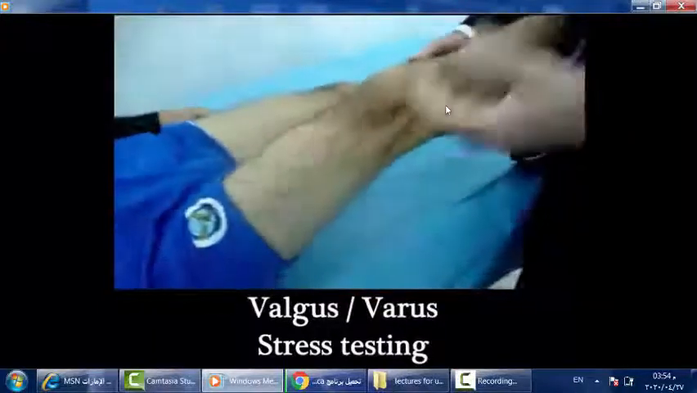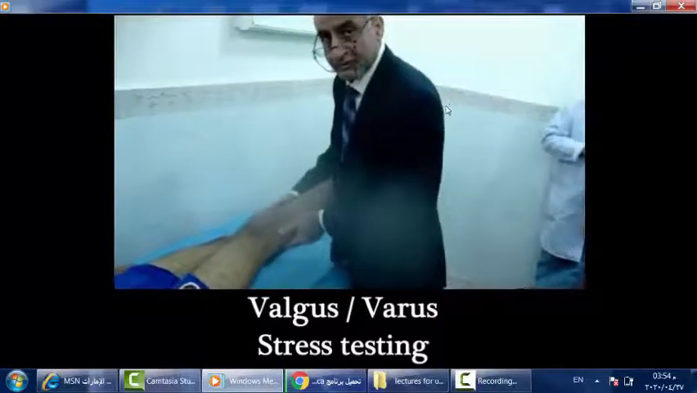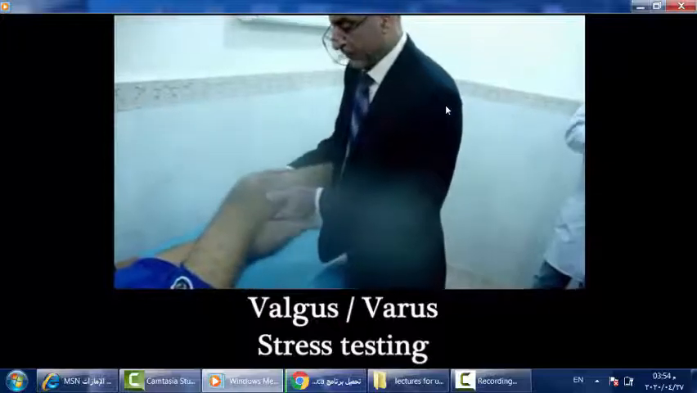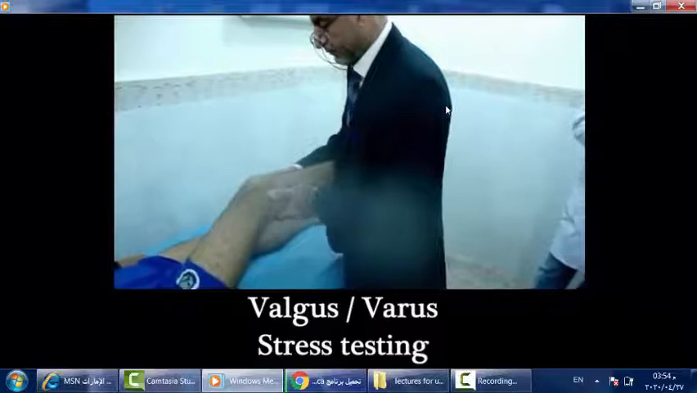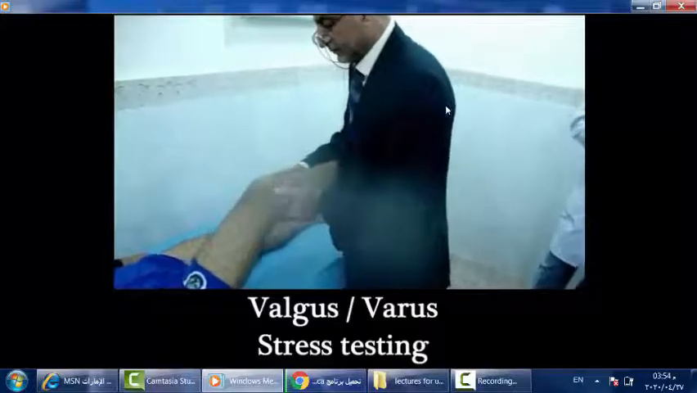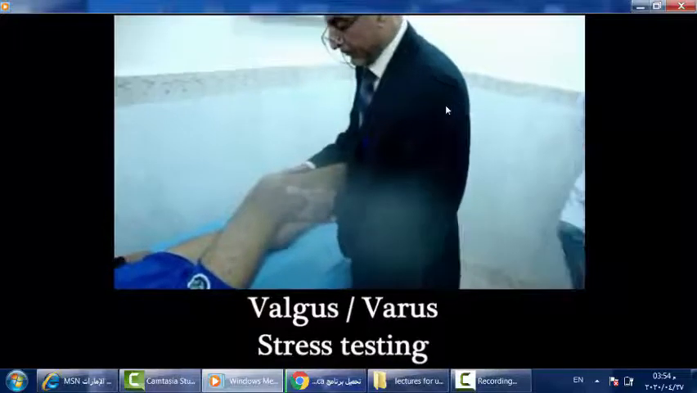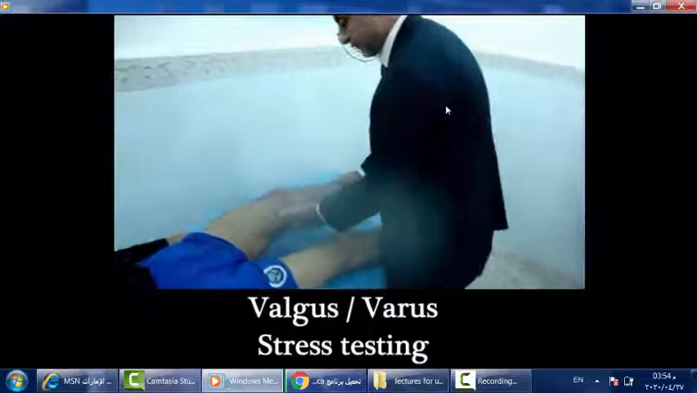Then testing for the collateral ligament by stress valgus and varus by holding the leg in the axilla. One time we do it in extension, we do a valgus force on the knee, and then at 30-degree flexion we do a valgus or varus force, testing the medial and lateral collateral ligament. You have to compare both sides to exclude ligamentous laxity.